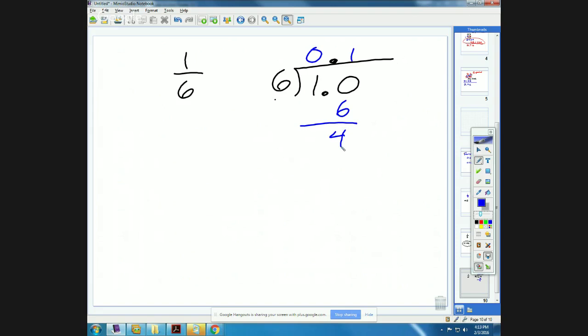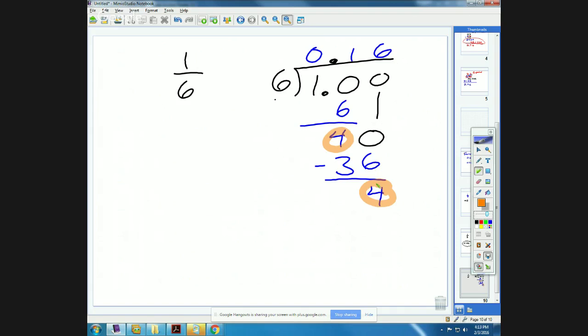Okay, so I'm not done, am I? Put a 0 and bring it down. 6 goes into 40, how many times? 6 times. 6 times 6 is 36. Subtract, and I get a 4. Oh, wait a minute. Didn't I already see 4 as a remainder? It'll go and repeat. Yeah. Once you see the same remainder again, you're stuck in a loop.